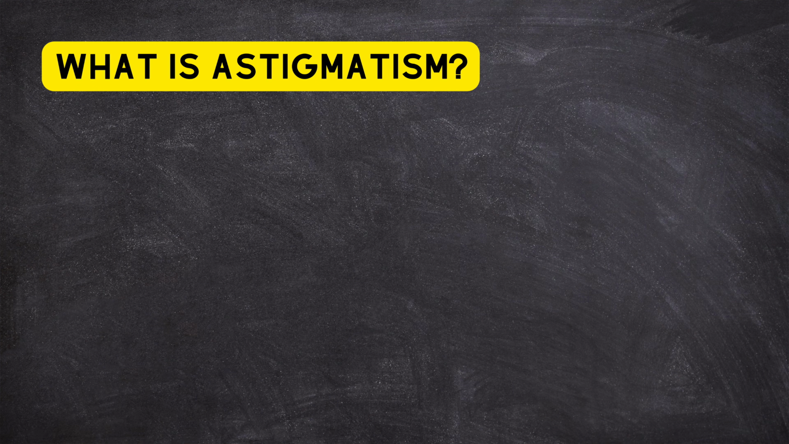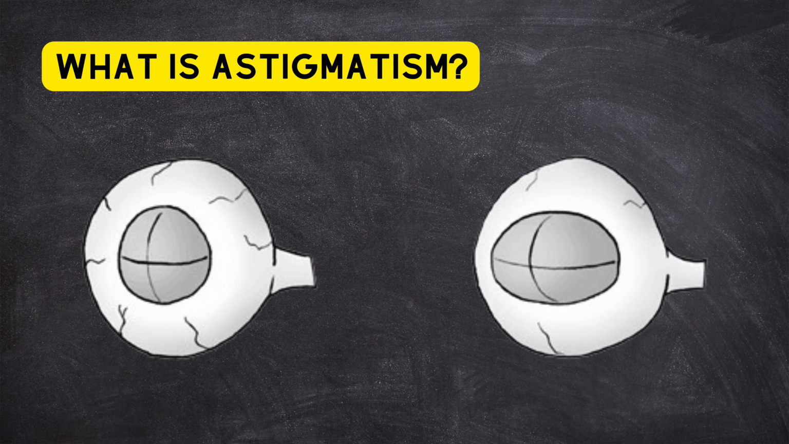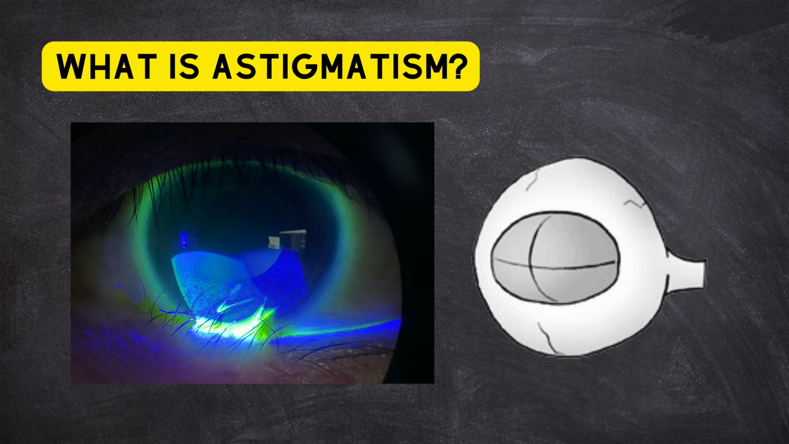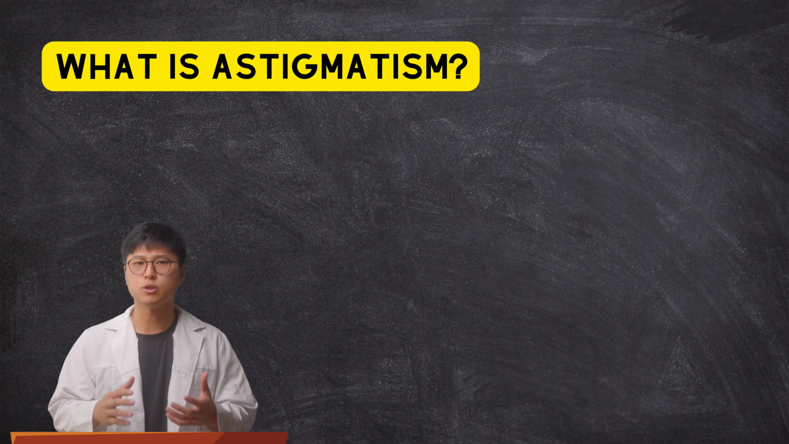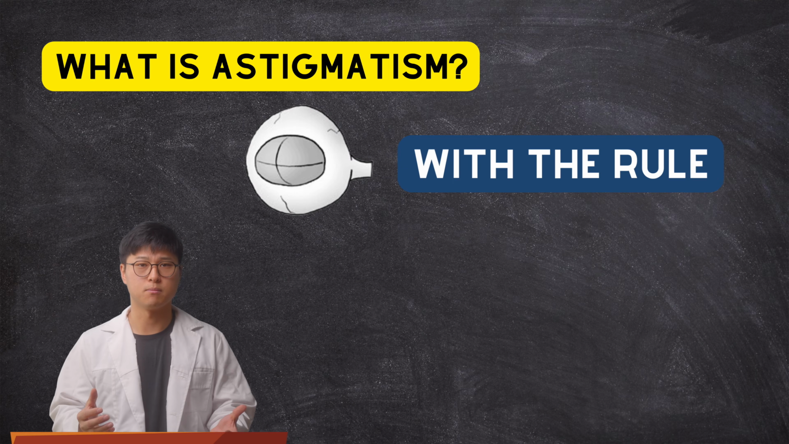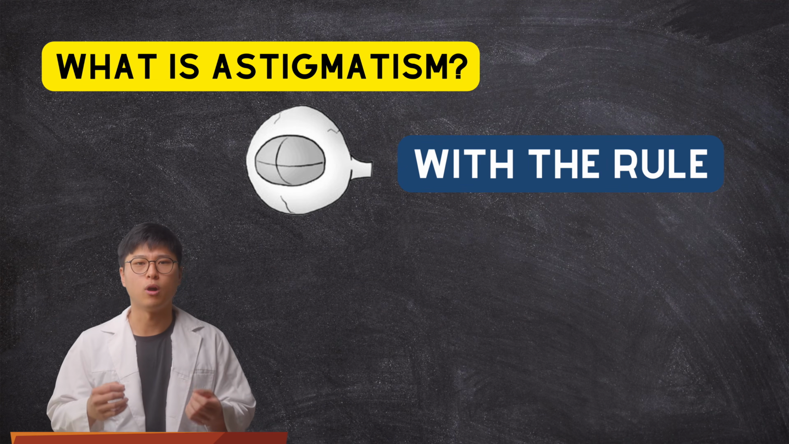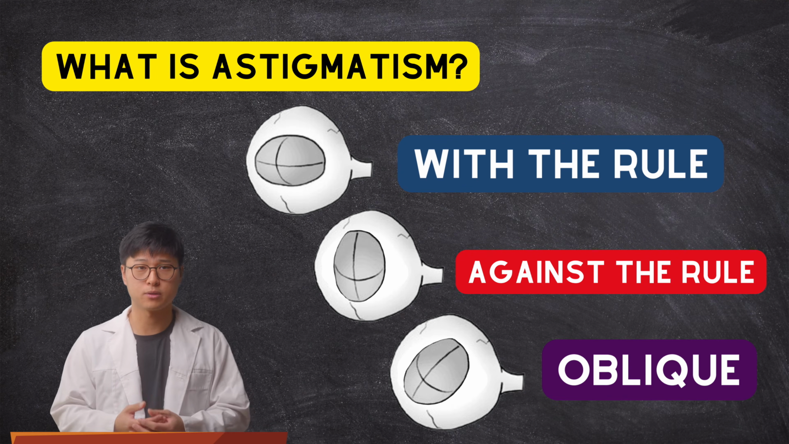Remember, astigmatism is when the shape of the cornea is not perfectly round, but rather elongated to one side. It can stem from a combination of your genetics and your environment, and it is believed that long-term irritation to the cornea in the form of a misdirected eyelash or excessive eye rubbing can lead to its deterioration. We also learnt about the different types of astigmatism, with the rule being the most common form, especially with younger individuals, while against the rule and oblique astigmatism are more prevalent with older folks.